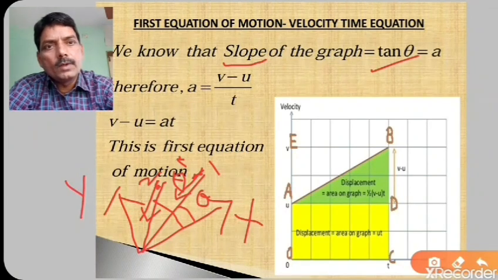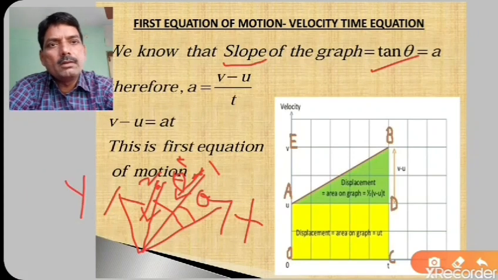Remember, the theta which makes an angle with the x-axis, if it is more, then the slope of that line is more. If theta is less with the x-axis, then the slope of that line will be less. That is the meaning of the slope.